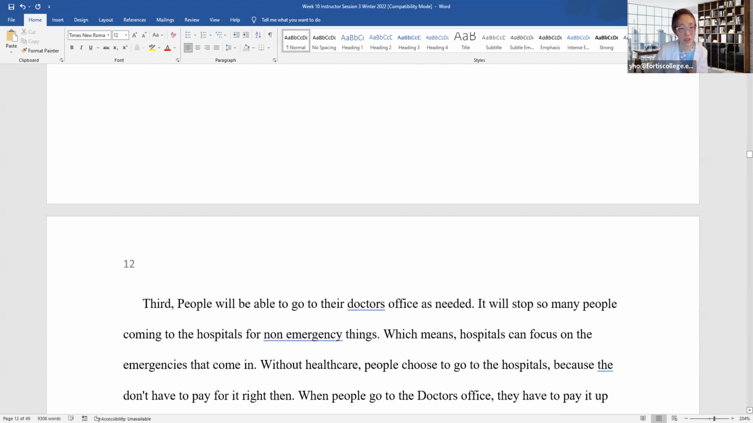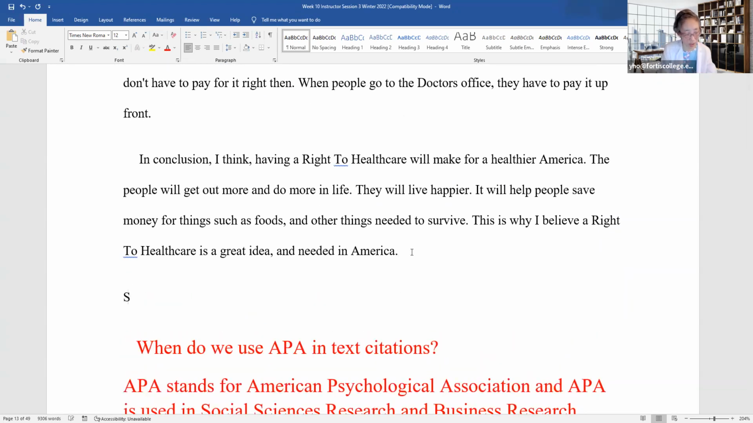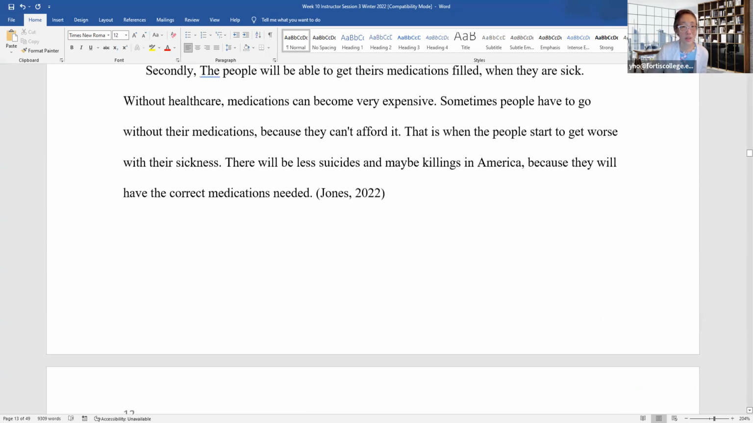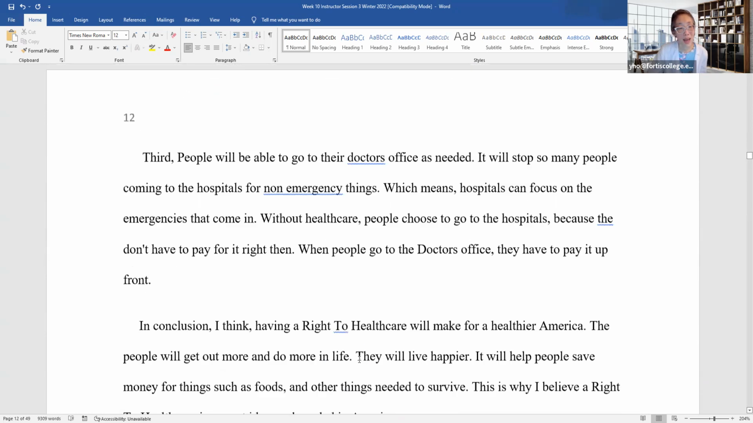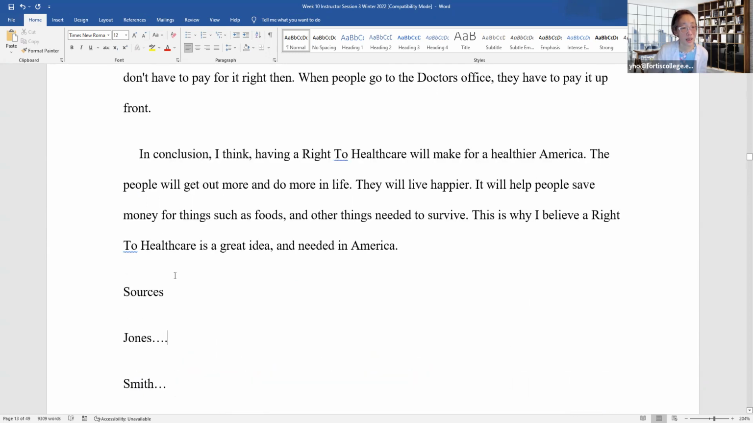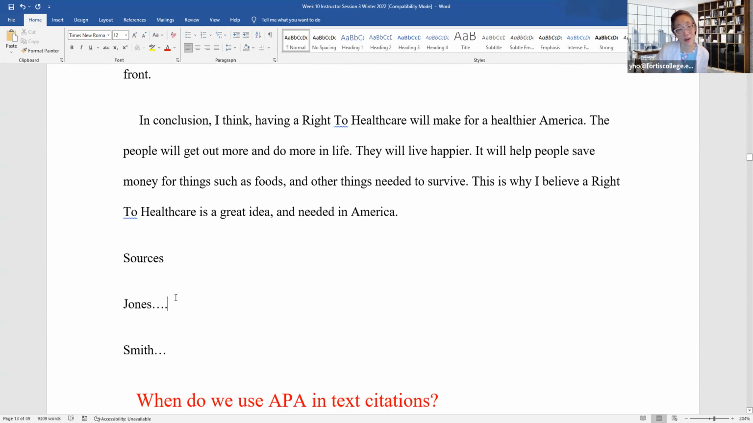Notice how I have Smith and Jones in this paper. So when I go to sources, I expect to see Jones and a reference citation, and I expect to see Smith and a reference citation. So this is what I mean by saying that your reference citations need to match your sources, okay? So I expect to see Jones and Smith up here, and I expect to see Jones and Smith down here, not just simply Jones and Smith only.